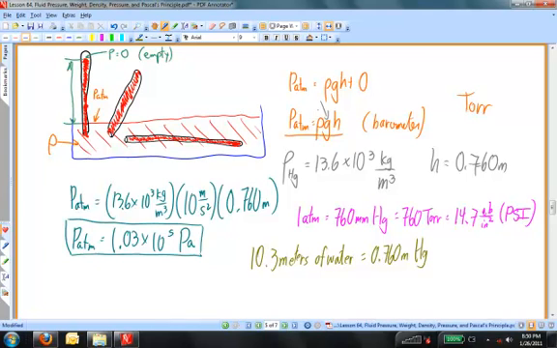It's good to remember that 10 meters of water is equal to about 1 atmosphere. So that means if you go down in the water by 100 meters, then the hydrostatic pressure increases by 10 atmospheres. Every 10 meters in depth you go down in water is equal to 1 atmosphere of pressure. Let's work a couple more problems.